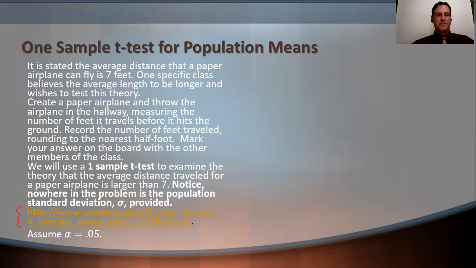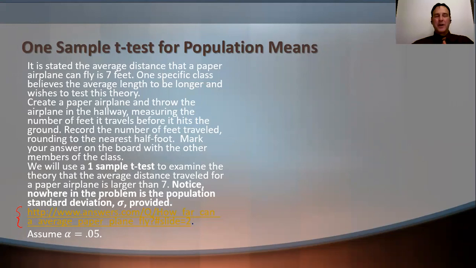So what did they each do? They each created a paper airplane, and they would throw the airplane in the hallway, measuring the number of feet it traveled before it hit the ground. Once it hit the ground, that was the distance they measured in feet. If it slid a little bit further, that was not part of the measurement. They then marked their distance on a piece of paper, rounded to the nearest half foot, and then marked their respective distance on the board with the remaining members of the class.